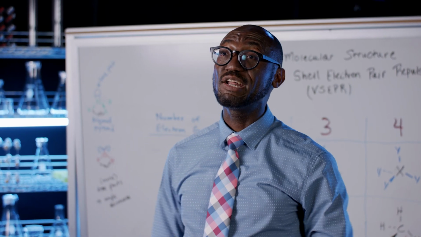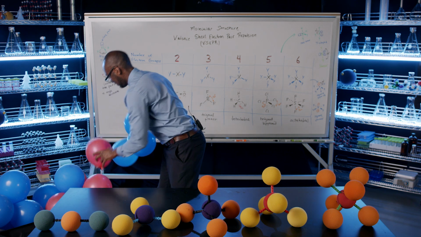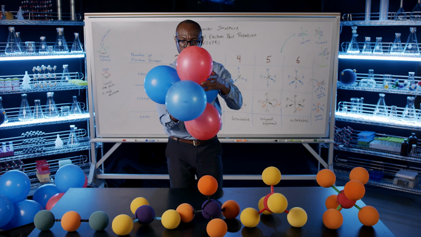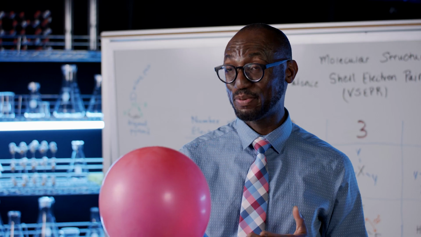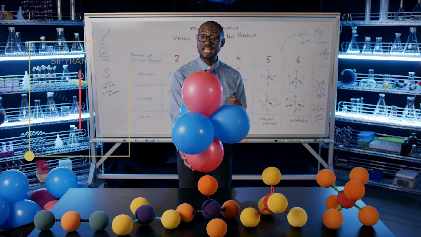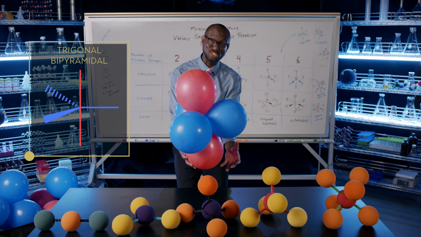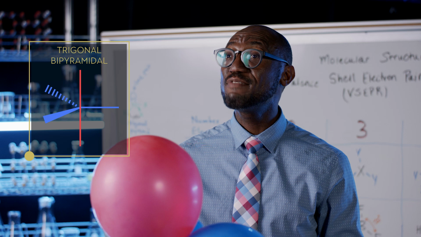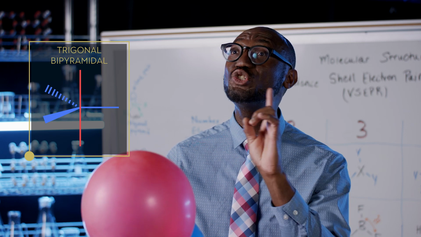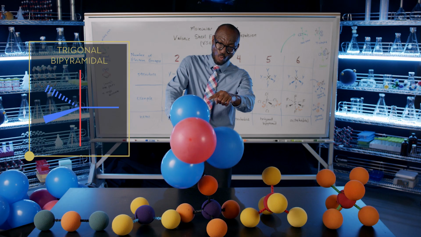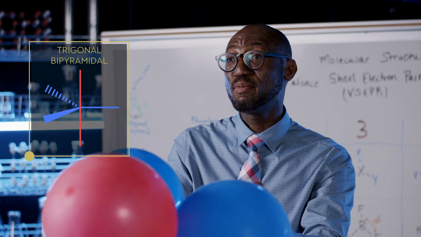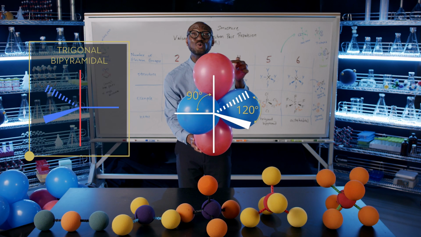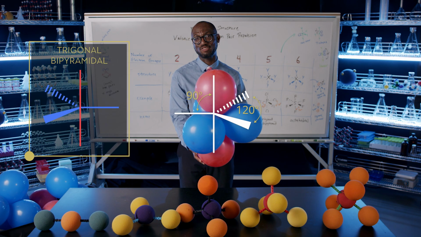Let's see if we can add a fifth balloon. This is like a trigonal planar shape called equatorial, with an electron group above and below called axial. If I take the model, you can see that there are two different angles in the structure, one of 120 degrees within the trigonal planar and 90 degrees between the equatorial and the axial positions.